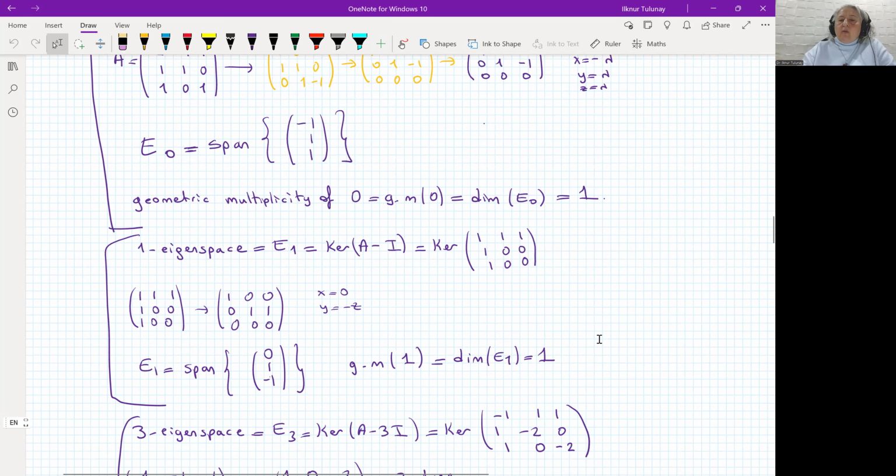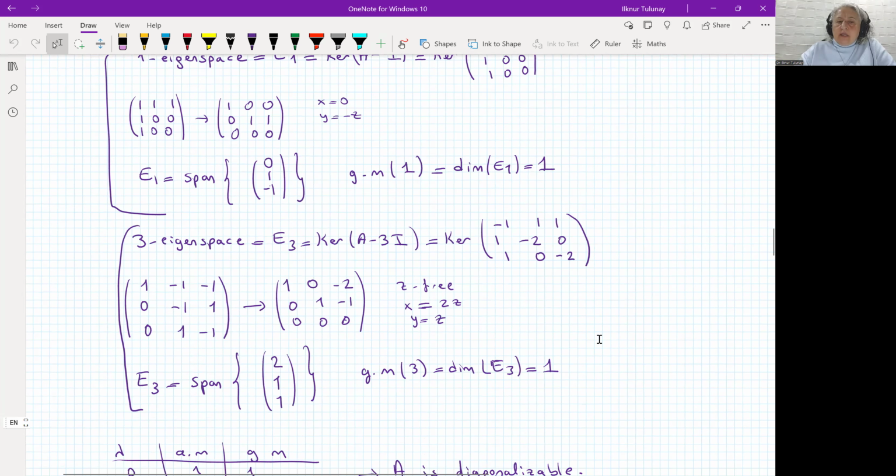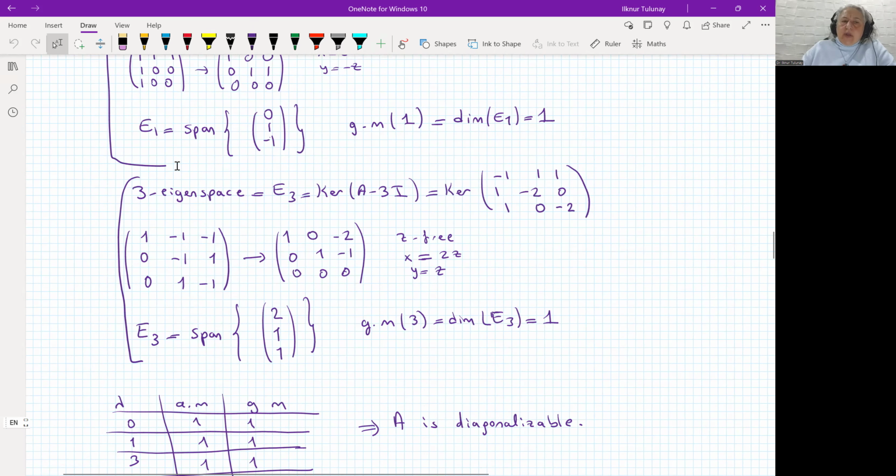Now we have the last one, E3. We need to check the 3i space. We need to calculate A minus 3I. So this time you are subtracting 3 on the diagonal. We need to calculate the kernel space of this, find the basis of this kernel space. Applying the row operations, you will get this matrix in the end.